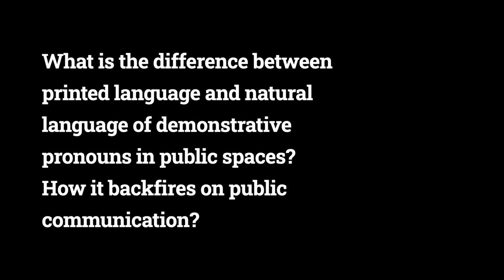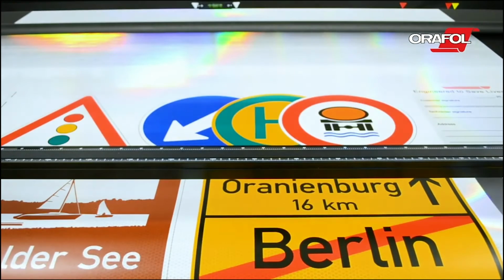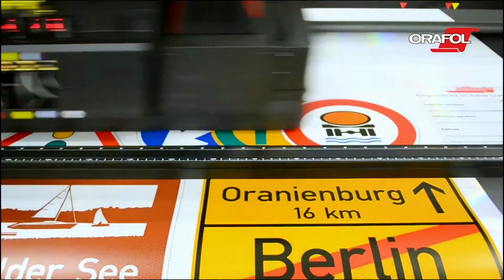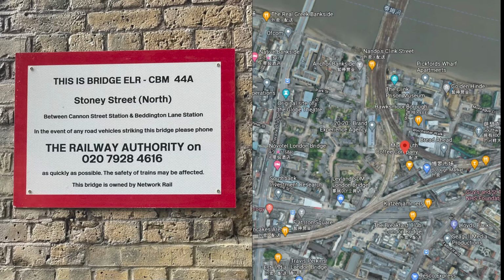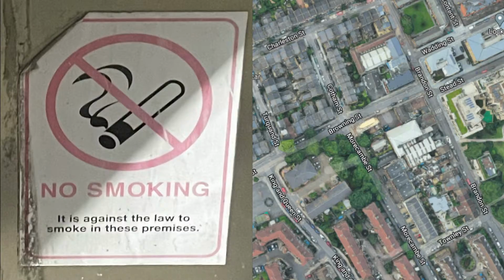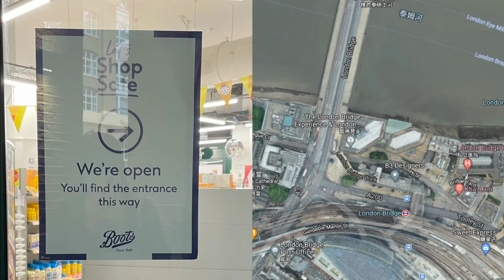First, what is the difference between printing language and natural language of demonstrative pronouns in public spaces? How does it backfire on communication? Printing language is more associated with the image in public space than spoken language. While this connection brings a more concrete descriptiveness, it also brings a contradiction between the particular and universal among objects.